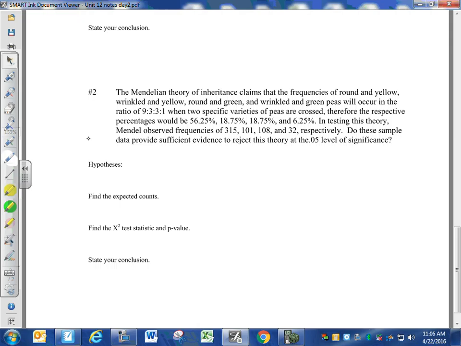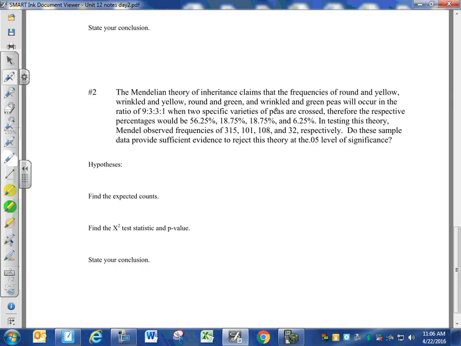We take 2 peas and we breed them and we see which traits they pass on to their baby peas. Cross-pollinate, I believe, is what the biologists say instead of breeding. But we're taking 2 peas and we're making babies, right? Here we go. We believe that they will occur in a ratio of 9-3-3-1. That we'll have round and yellow, wrinkled and yellow, round and green, wrinkled and green in a 9-3-3-1 representation.